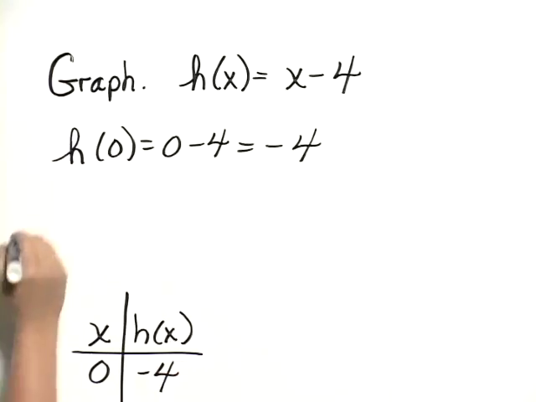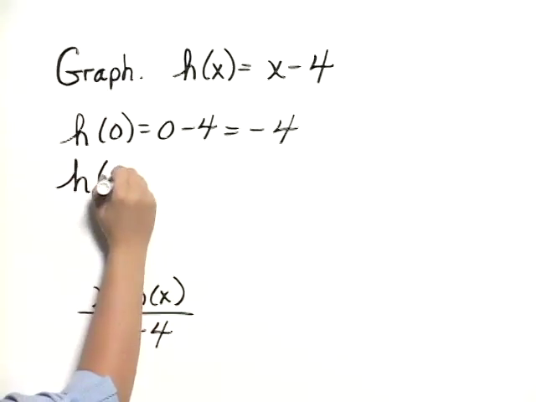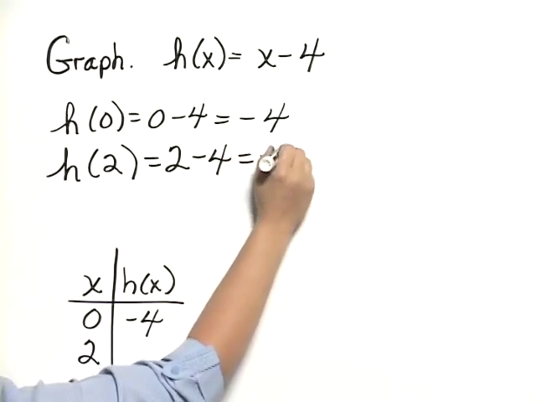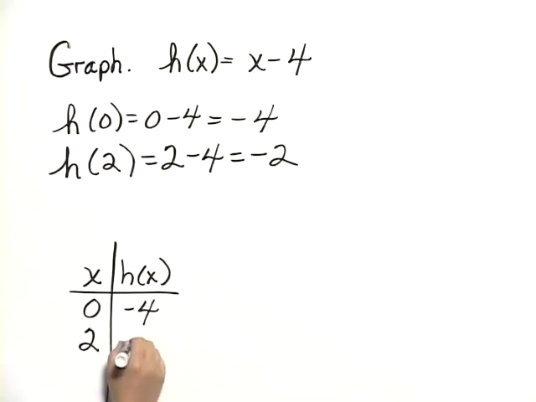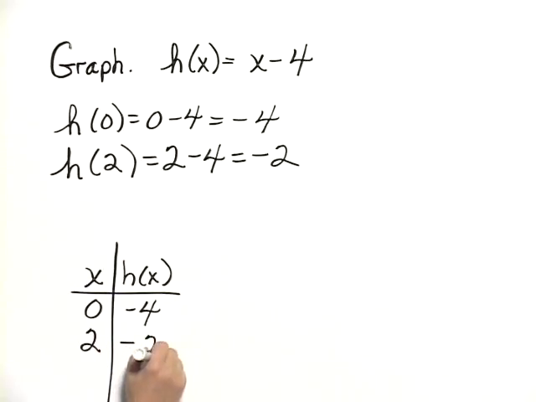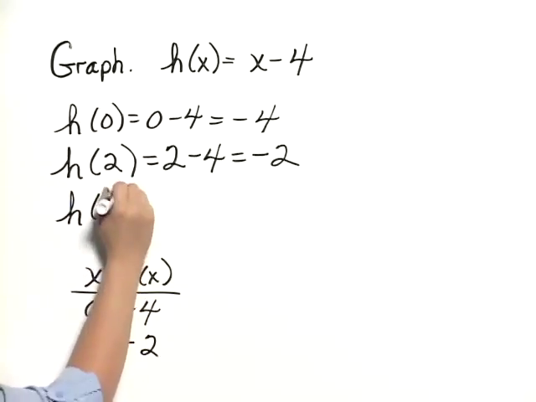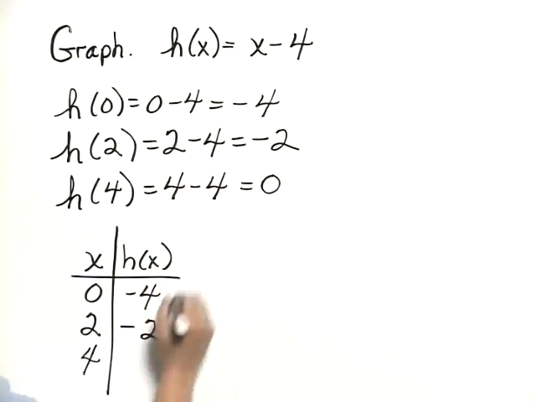Let's find a few more values. When x is 2, we have h of 2 equals 2 minus 4, which is negative 2. So we have x is 2, h of x is negative 2. And let's try another one. When x is 4, we have h of 4 equals 4 minus 4, which is 0. So we have another point that's on the graph.